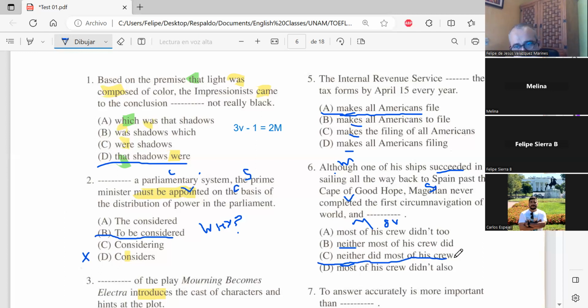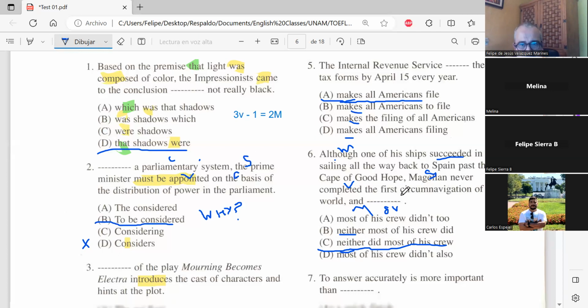Neither did most of his crew completed it. Yes, completed, sorry, because we just did completed. So abbreviation, eliminating repeated verbs, completed, completed. So I never did most of his crew. Okay.